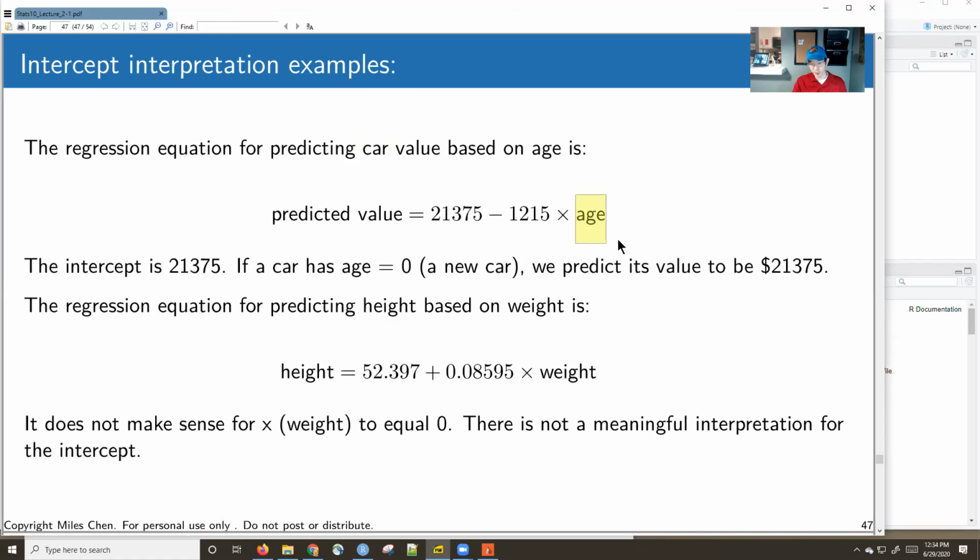Can the age of a car be 0? Yeah, that makes sense. If a car has age equal to 0, which would be a new car, our prediction is that it's going to be worth 21,375. Okay, so the intercept here makes sense.